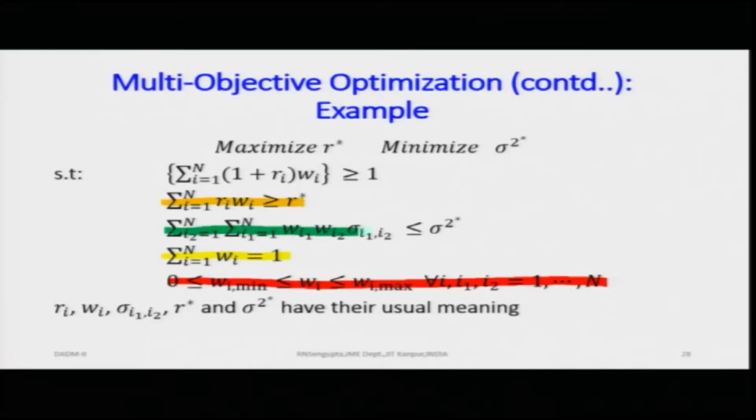So, as I keep increasing R star, the overall combination of the weights for that portfolio will be such that the summation of weights into the returns would always be greater than or equal to that R star value which I have. Now, in a similar way to the third constraint, let us consider the fourth constraint. This will make things much simpler for you to understand.